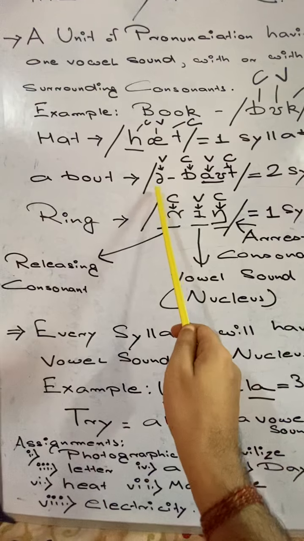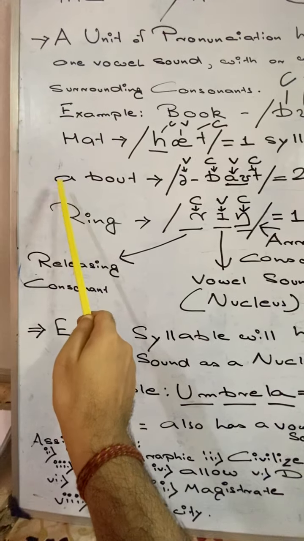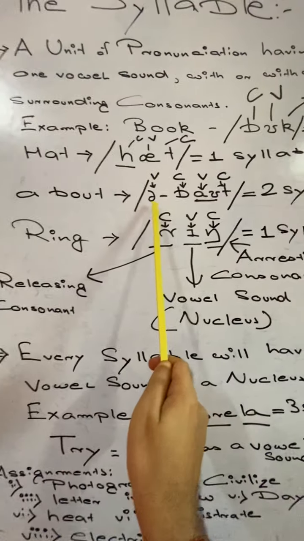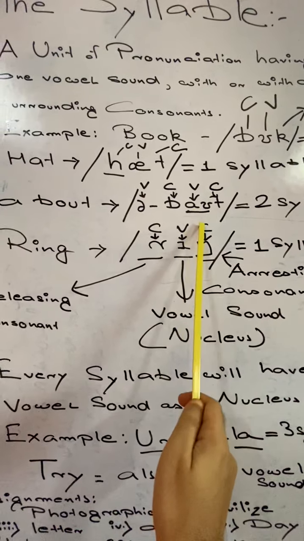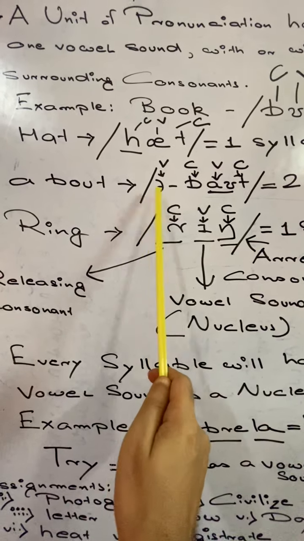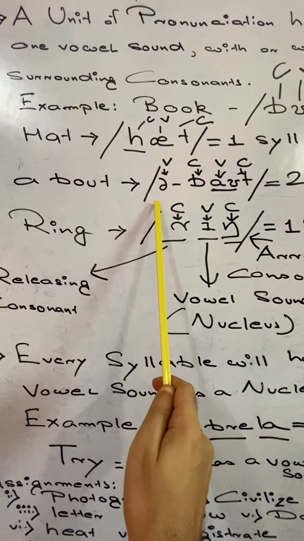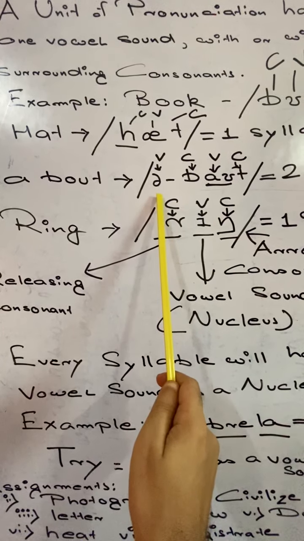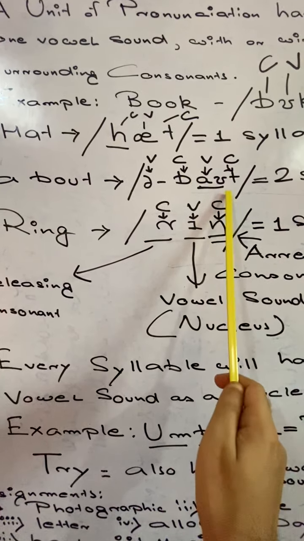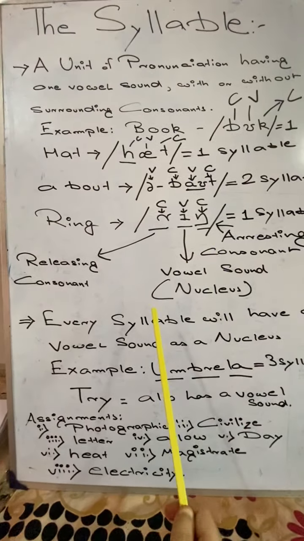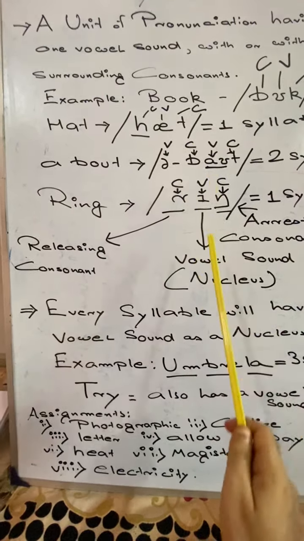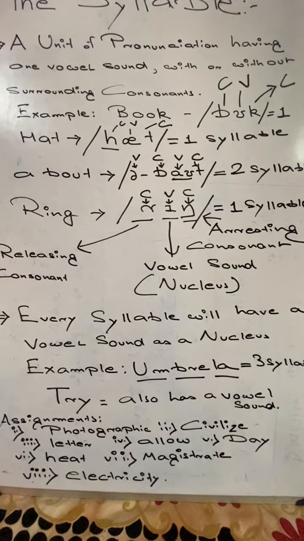Now consider the case of about. About is divided into two syllables, a and bout. Now see, there are two syllables. See, vowel sound is the nucleus and it exists alone. There are no consonant sounds as such. There is just a vowel sound. But in the case of bout, you have a vowel sound, you also have a consonant sound. So what is important in a syllable division is that when you divide a particular syllable, each and every syllable will have a vowel as its nucleus.